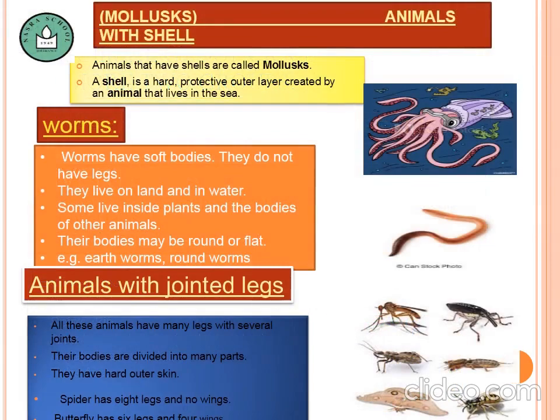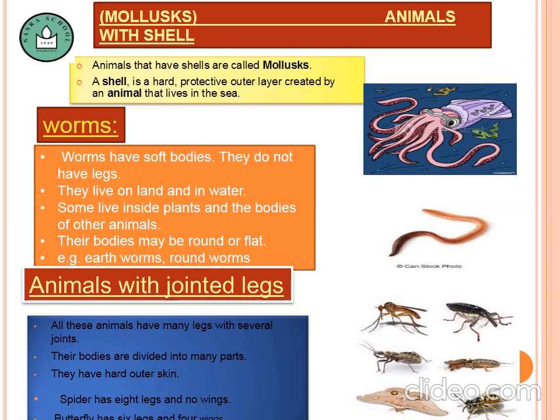Now, molluscs, animals with shells. Animals that have shells are called molluscs. A shell is a hard protective outer layer created by an animal that lives in the sea. For example, octopus, snail, etc.